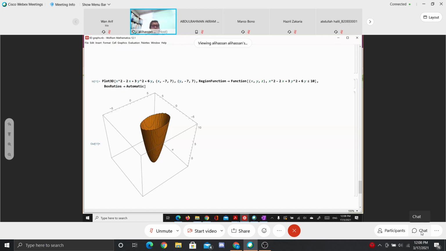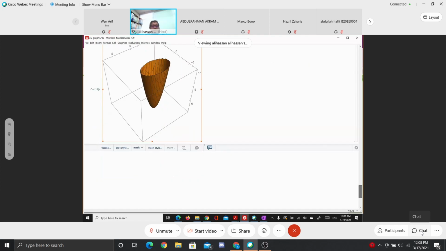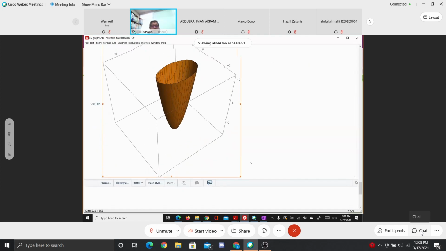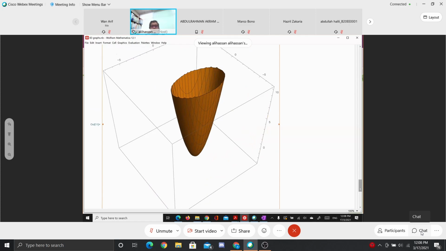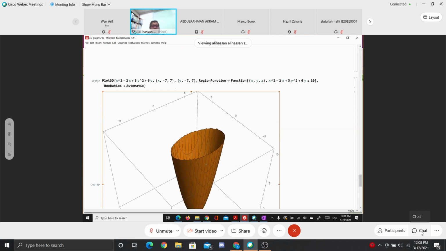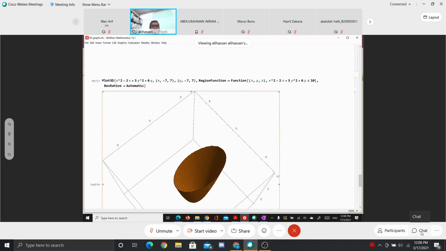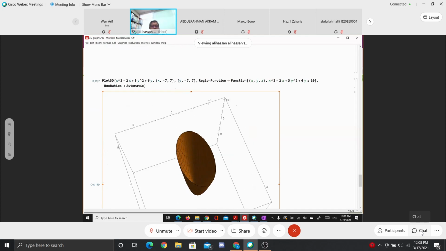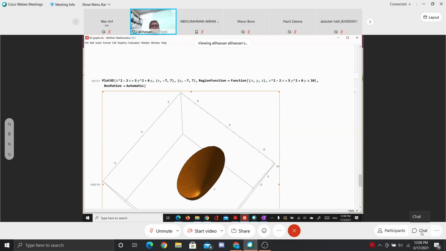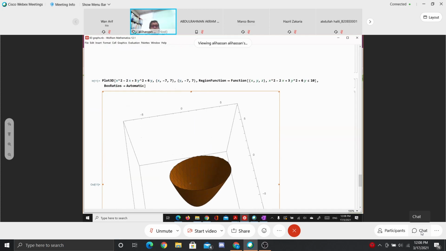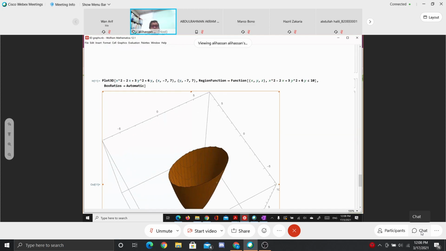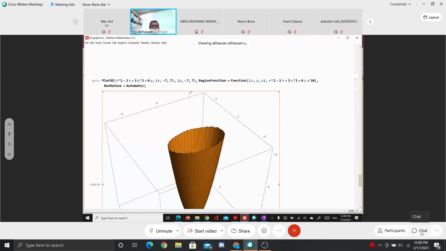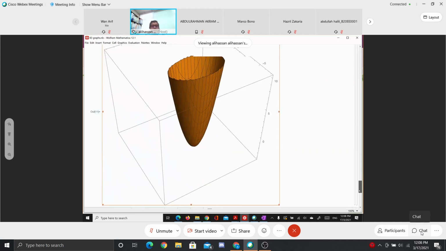So you can see here, this is the image. I can enlarge this also by dragging this down. So you can see from above that it is an ellipse. The level curves are all ellipses. And you can see that there's a minimum point here.